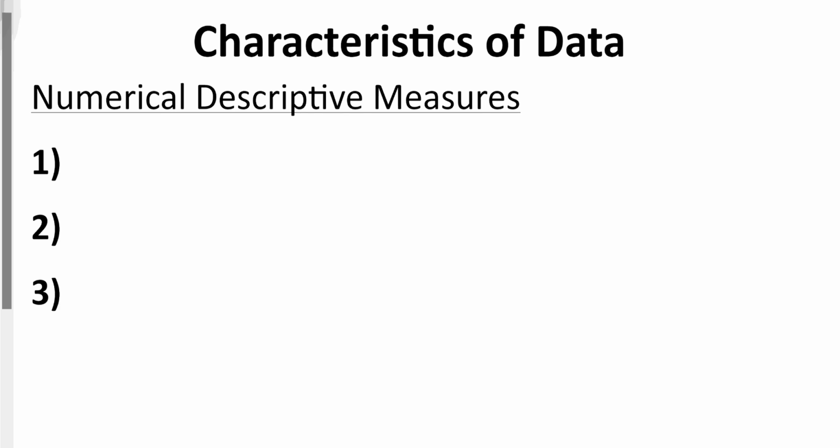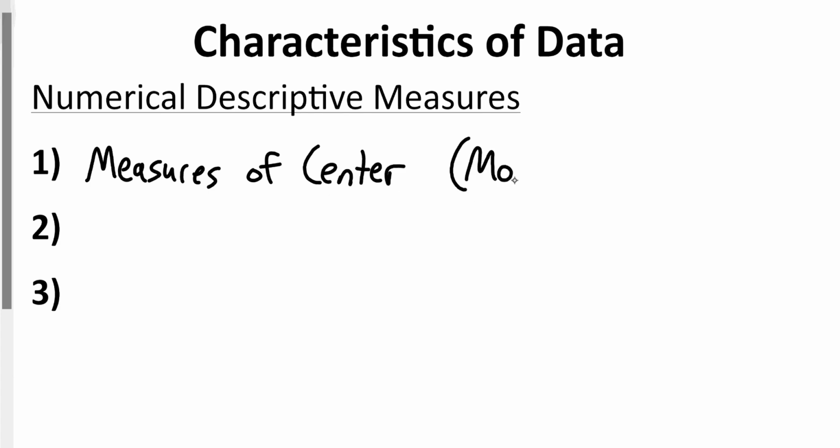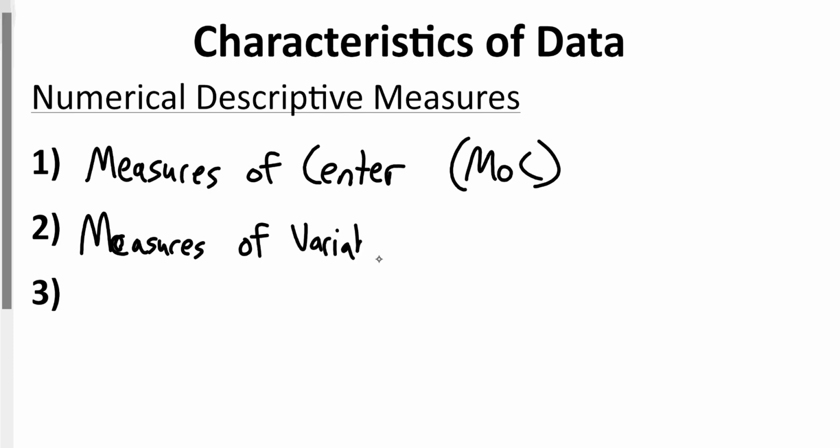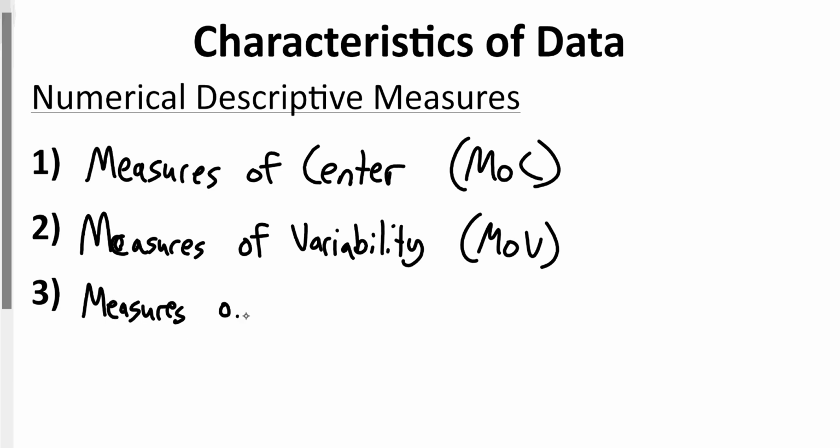There's really three types of them, and those three would be the measures of center, which we're going to talk about today. You might see me abbreviating these as MOC. There are measures of variability, also called measures of spread. And I'll oftentimes abbreviate it. And there's also measures of position. We'll be getting into all three of these. Today we're going to focus on measures of center.